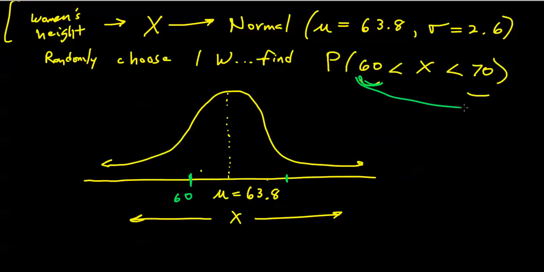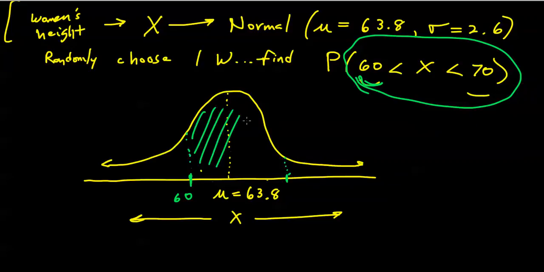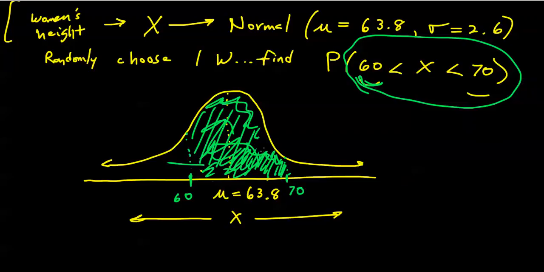So if I want the probability that a randomly selected woman's height is between 60 and 70 inches, I want the area under this distribution between the boundaries of 60 and 70. This shaded area, I should have labeled that as 70, please forgive me, label that as 70. This shaded area, stray mark here, hang on, is this probability.